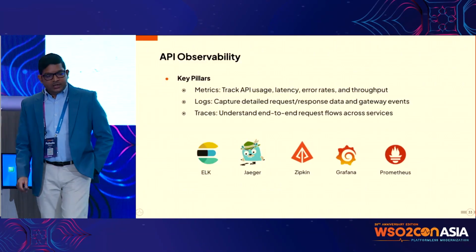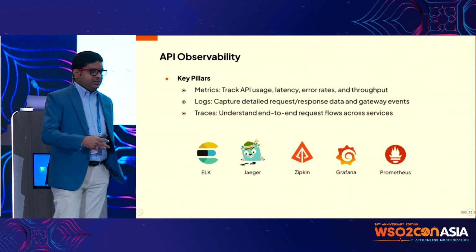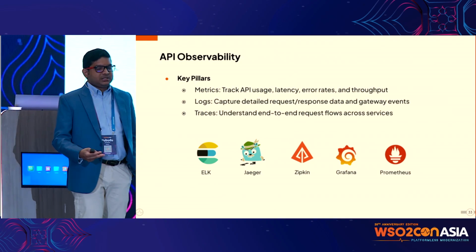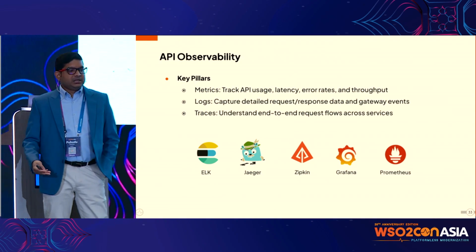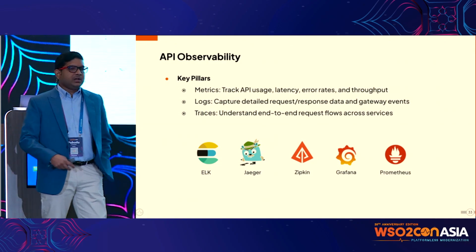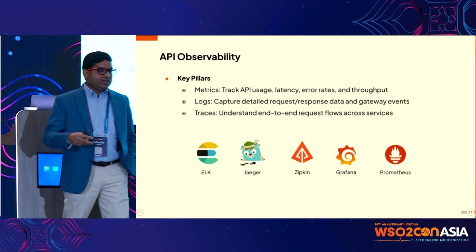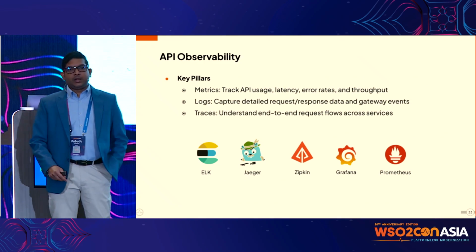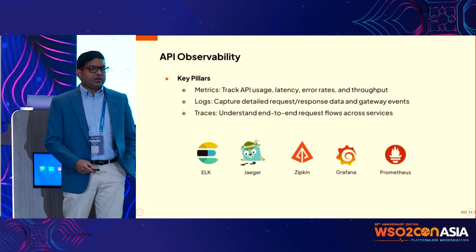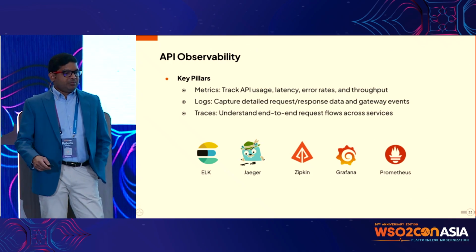Right, so going to API observability, the metrics, logs, and traces are some of the key considerations when it comes to observability. This will help you to understand how your APIs are behaving, what their issues are, and this will help you to troubleshoot your APIs and pinpoint the issues in the APIs.